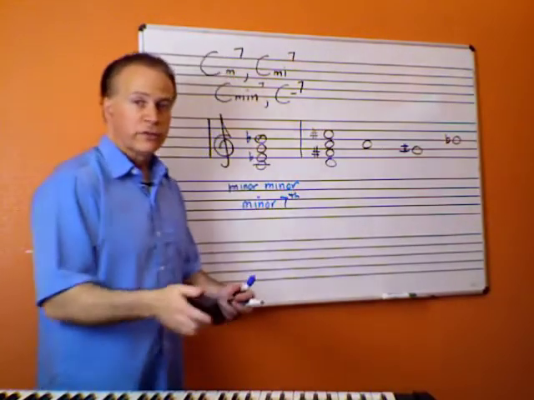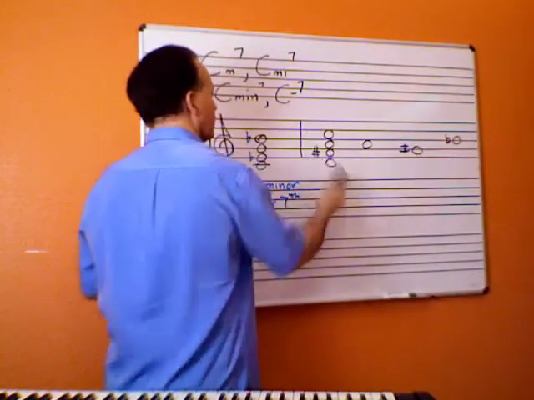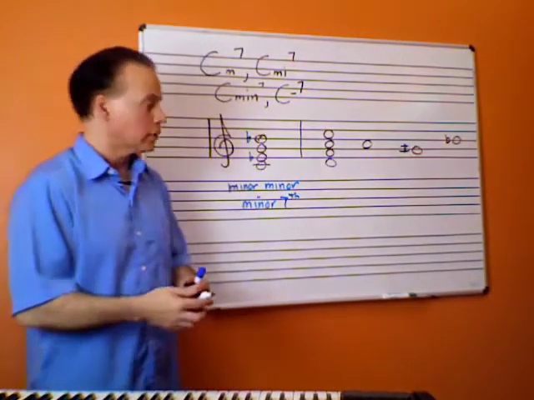But remember, with a minor seventh, you take a major seventh and lower the third and the seventh, so that C sharp becomes a C, and the F sharp becomes an F natural. That's our D minor seventh chord.